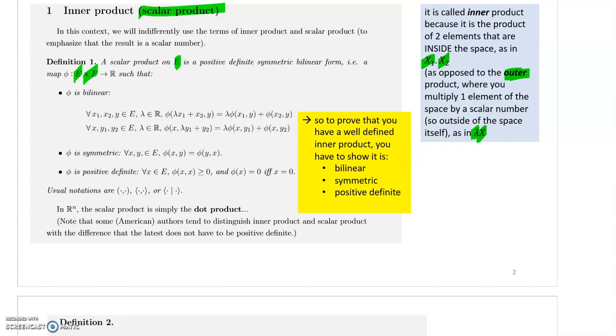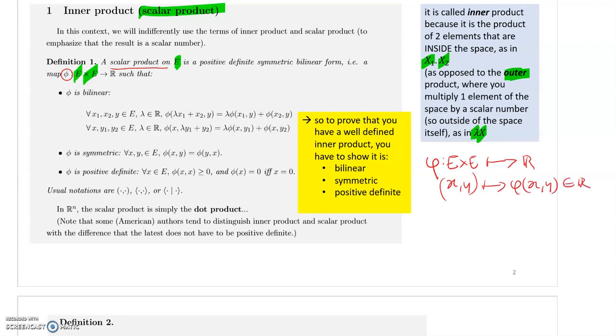So in order to define a scalar product, an inner product, what is that? That's going to be a map. We can denote that as a map phi that takes two arguments in our linear space, so in E times E, and gives you a real number. So it takes X and Y in E times E, and it gives you the value phi of XY, which is a real number.